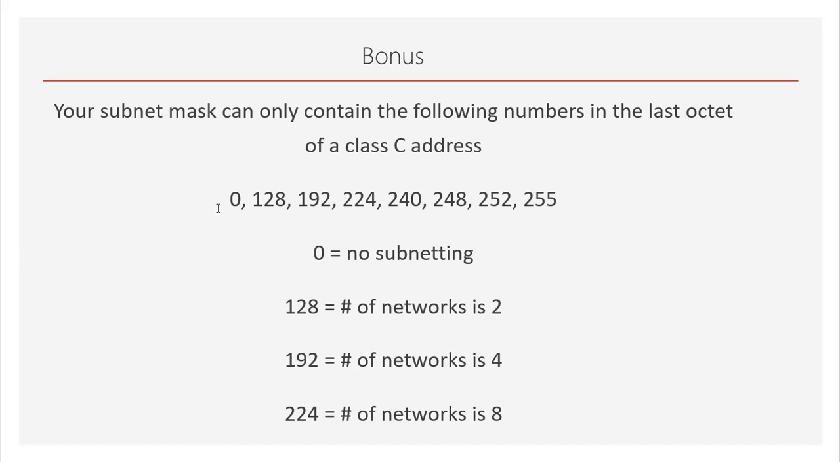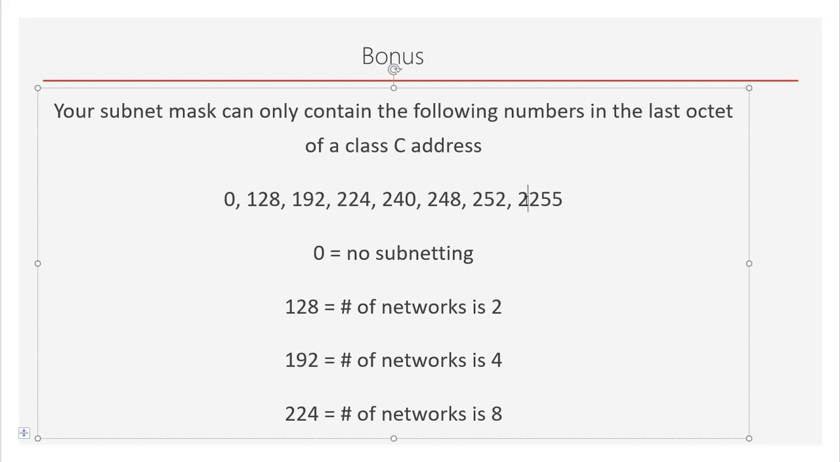So if I have no ones, if I have 1 one, 2 ones, 3 ones, 4 ones, 5 ones, 6 ones, 7 ones. Oh, actually there should be a 254 here for 7 ones. So those are the only numbers you can have in your subnet mask, and this would be 8 ones.